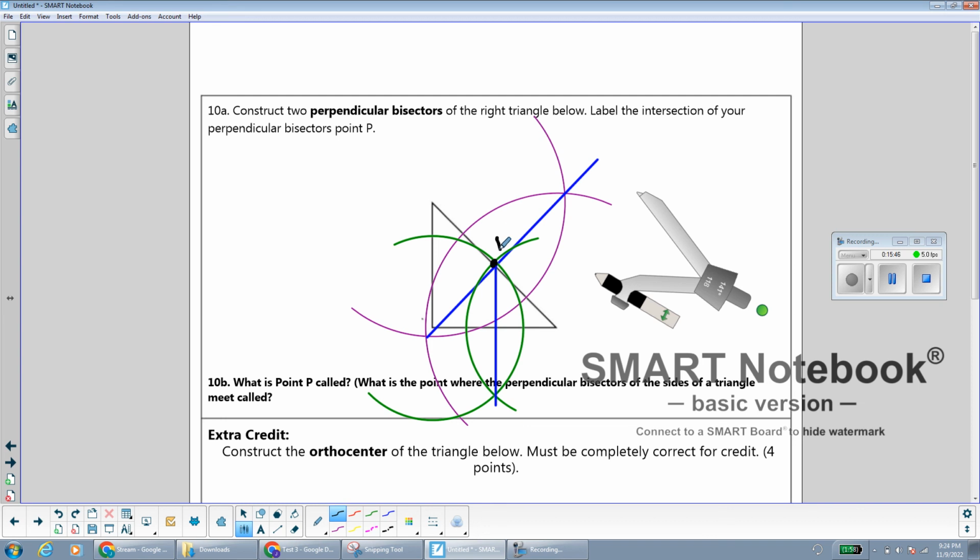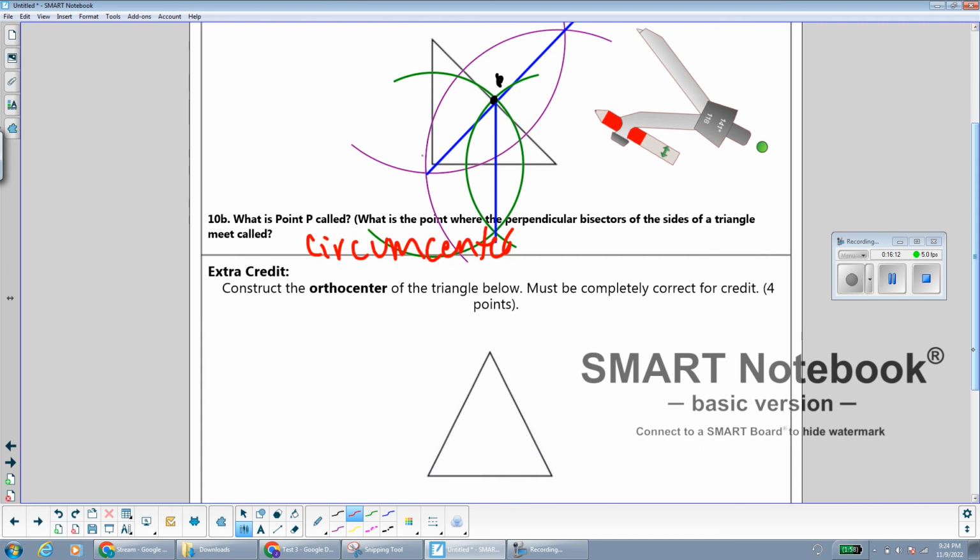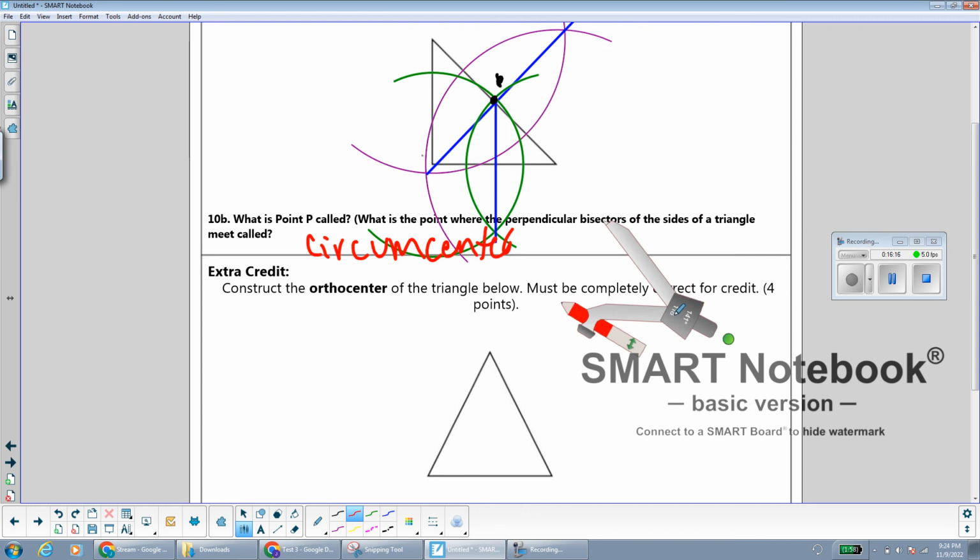So the intersection point of my perpendicular bisectors is this point right over here. It says to label it point P. And notice how point P is on the triangle. The intersection of the perpendicular bisectors of right triangles should be on the right triangle. We talked about how the circumcenter, the point where the perpendicular bisectors meet, should be on the triangle for a right triangle.